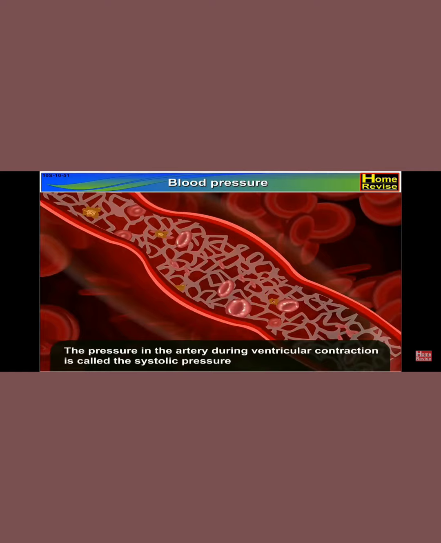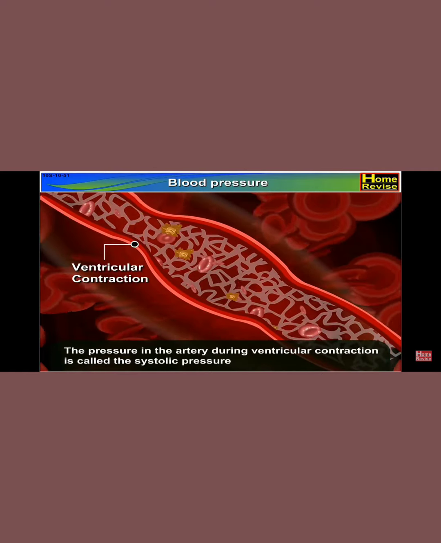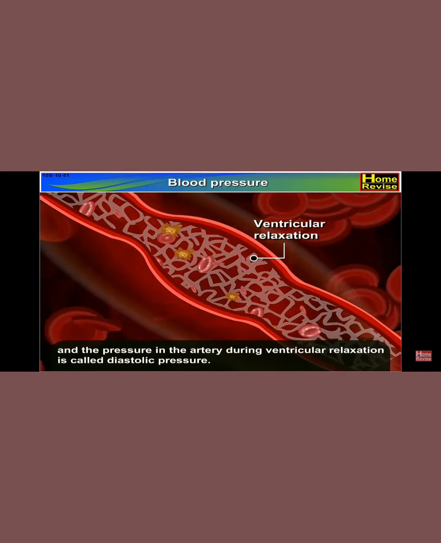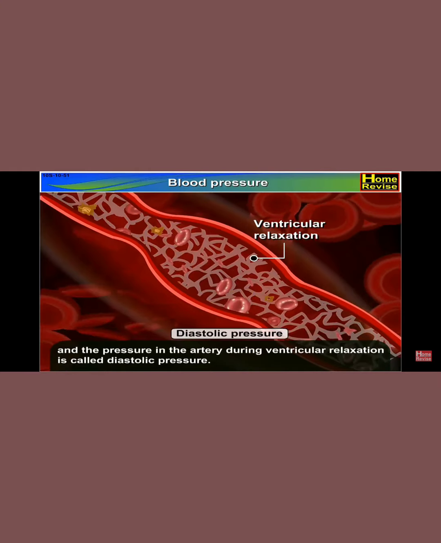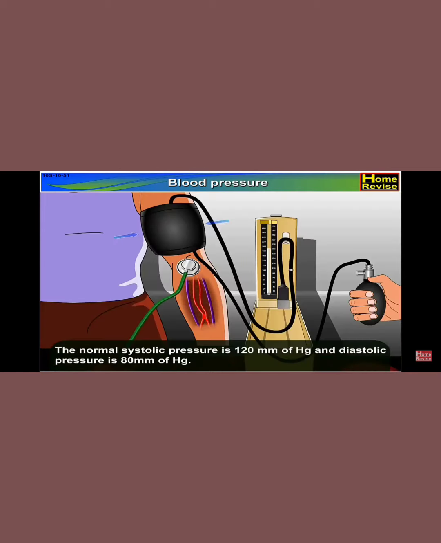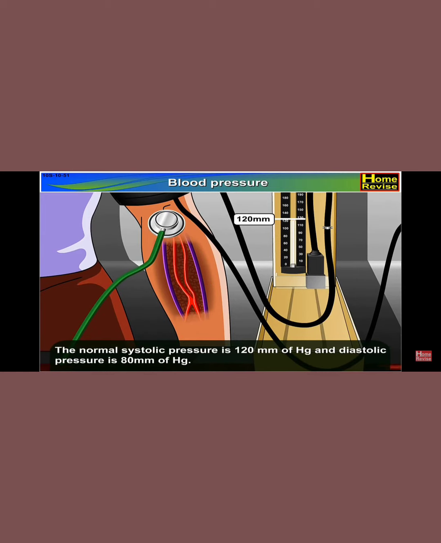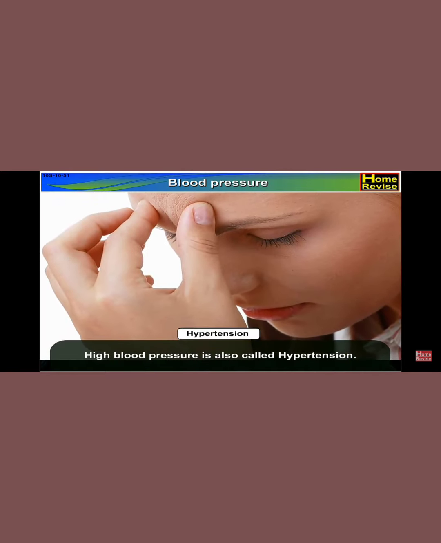The pressure in the artery during ventricular contraction is called systolic pressure. And the pressure in the artery during ventricular relaxation is called diastolic pressure. So systolic pressure and diastolic pressure. The normal systolic pressure is 120 mm of mercury and diastolic pressure is 80 mm of mercury. High blood pressure is also called hypertension.